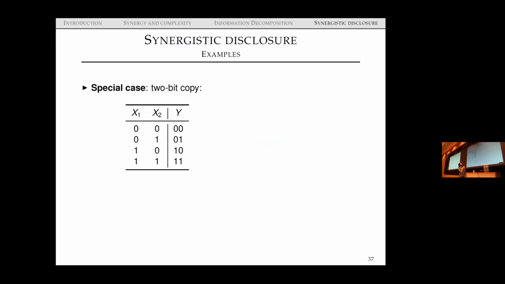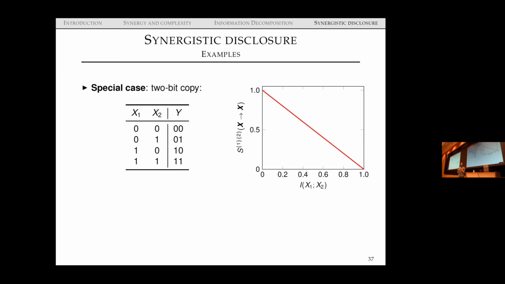And there's an interesting case here with the 2-bit copy. So the 2-bit copy is a fairly well-known distribution in PID research, where basically we just have 2 inputs, and the output is the concatenation of those 2 inputs. And there's lots of arguments about whether these things should be synergistic or redundant or what. And funnily enough, this one particular definition of synergy says that these 2 things are actually quite synergistic. So it says that the information that you can disclose about this pair of bits is maximal where the bits are completely uncorrelated.